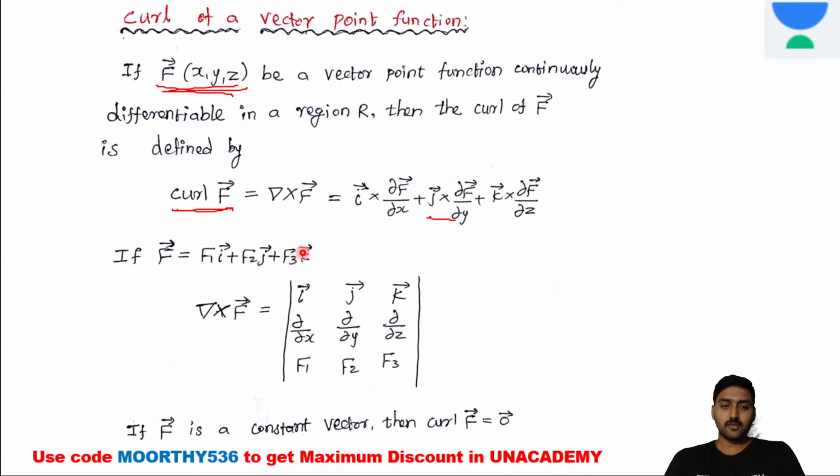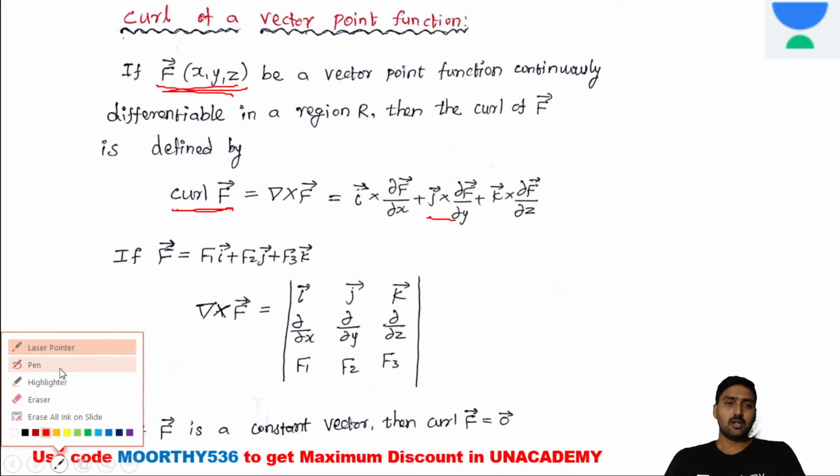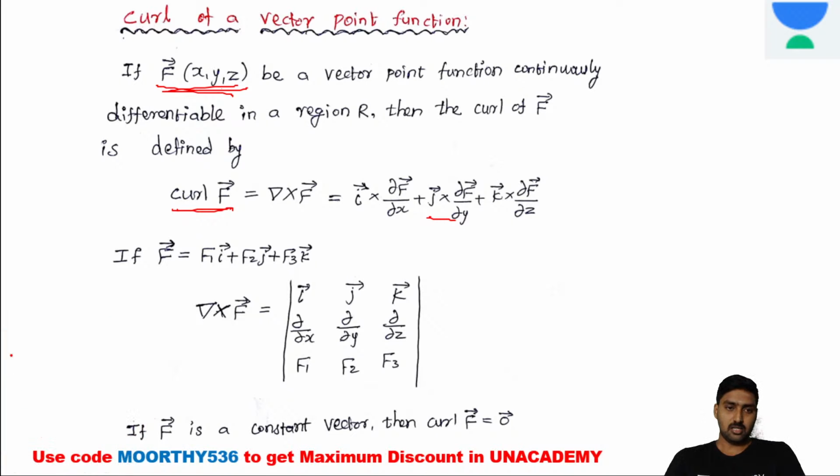F vector is equal to f1 i vector plus f2 j vector plus f3 k vector. Del cross f vector is equal to, now the cross product. Here we are multiplying del and the f vector with a cross product, right? I will give you an example: if I am giving two vectors, listen, based on this formula.